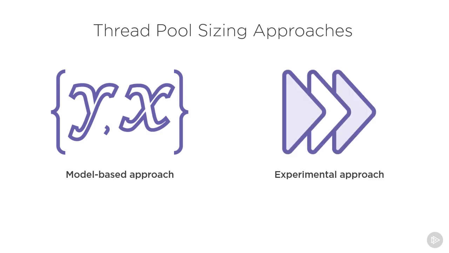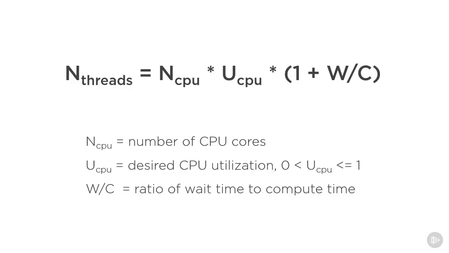The other approach is more of an experimental approach, where the system is put on the load and different thread pool size values are benchmarked until the optimal size is found. With the formulaic approach, a model espoused by Java language architect Brian Goetz in his book Java Concurrency in Practice is this one, where the number of threads is determined by the number of available CPU cores, multiplied by the desired CPU utilization, multiplied by 1 plus the ratio of wait time to compute time.